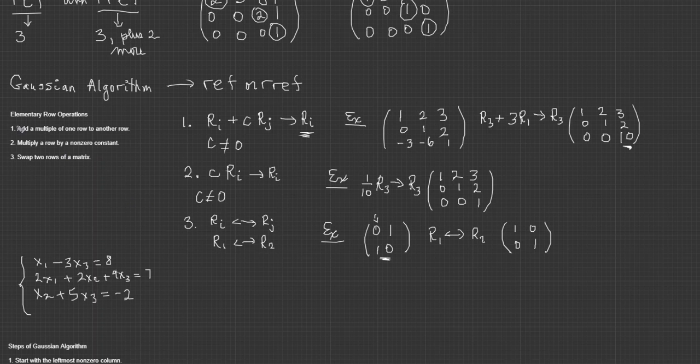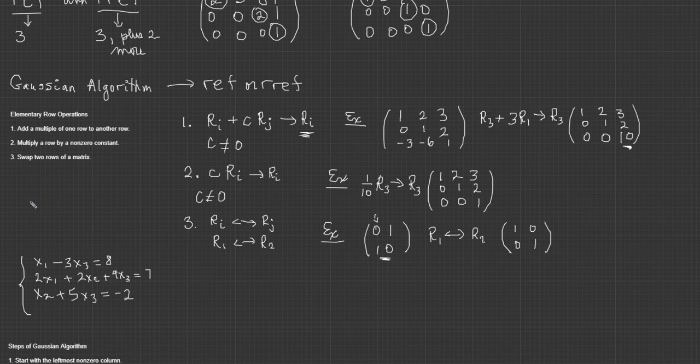And as you can see here, we went over the three elementary row operations, which were adding multiples of rows to other rows, multiplying a row by a non-zero constant, and swapping rows in a matrix.